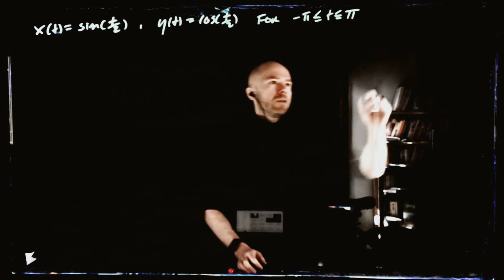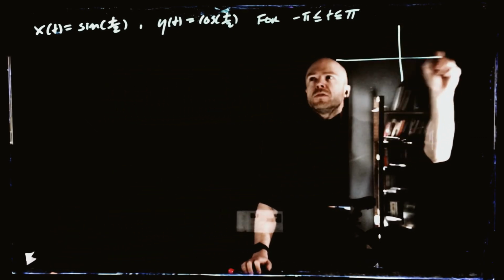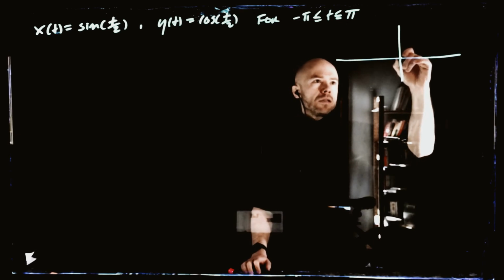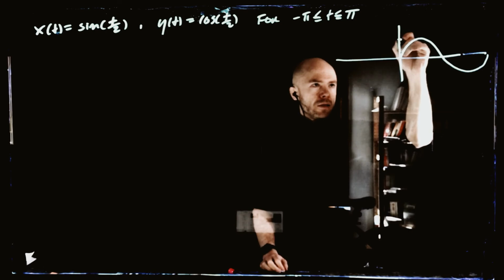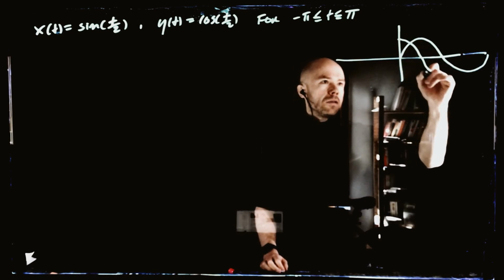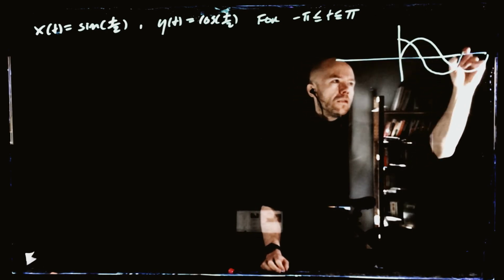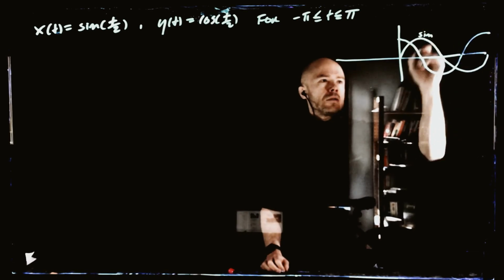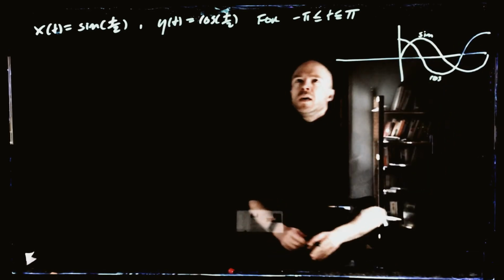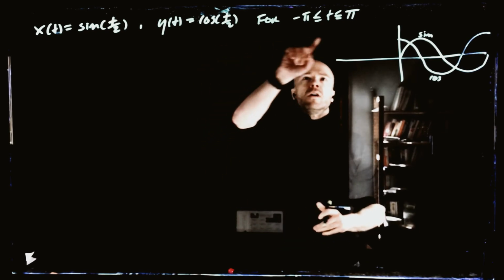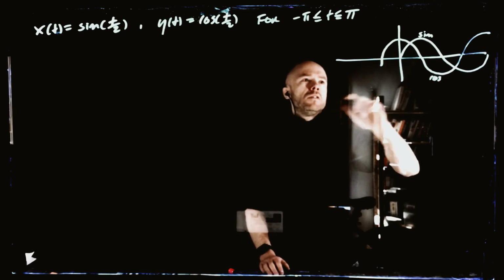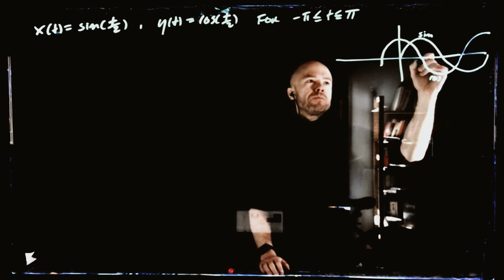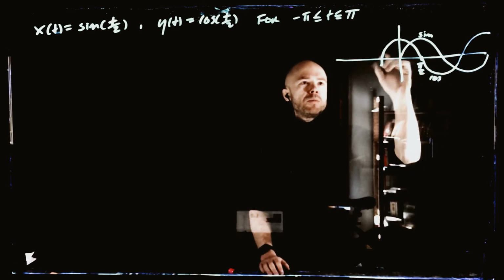Well, let us put the graph of sine and cosine. So sine is like this, and then cosine is like this. Right? And we are going from this range, so t over 2 goes from the range pi over 2 to minus pi over 2.